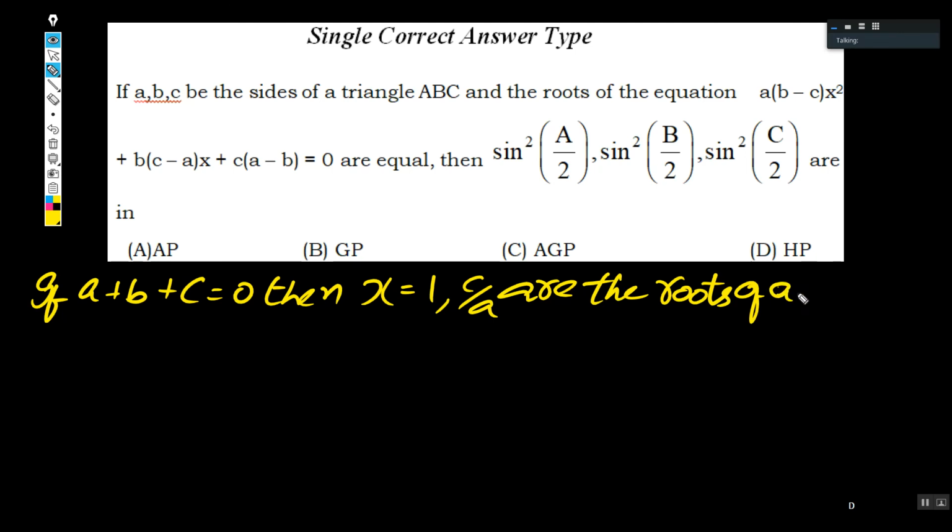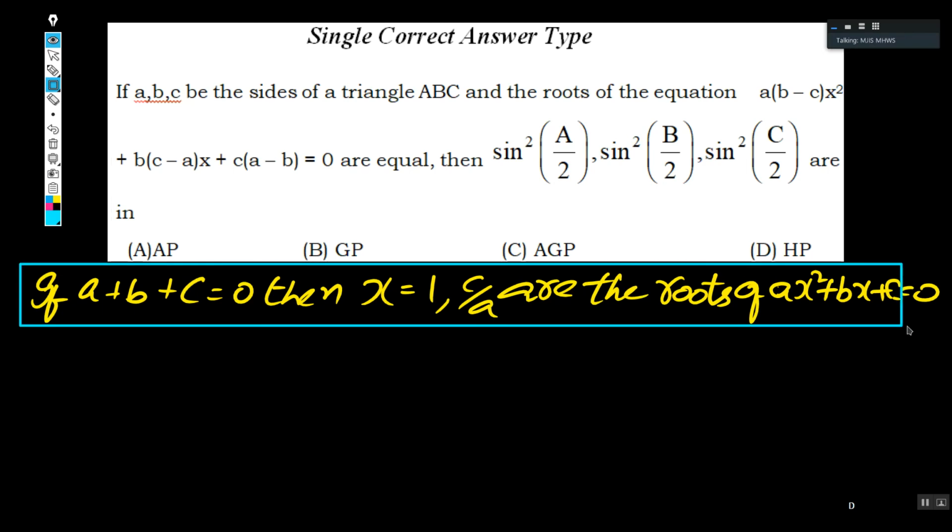Important property to be understood, and it is to be applied here. How? Put x equal to 1 here: a plus b plus c is 0. So if a plus b plus c is 0, 1 is a root. Let the other root be alpha. Then 1 into alpha, product of the roots, is equal to c by a. So alpha is equal to c by a. So the roots are 1 comma c by a. So if a plus b plus c is equal to 0, then 1 comma c by a are the roots of ax squared plus bx plus c equal to 0.